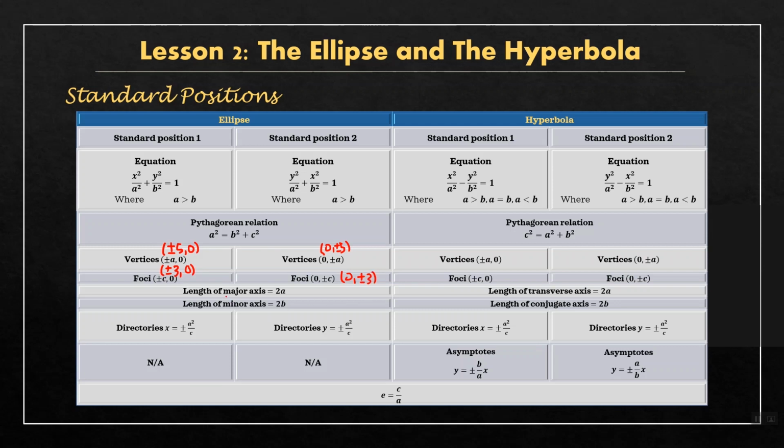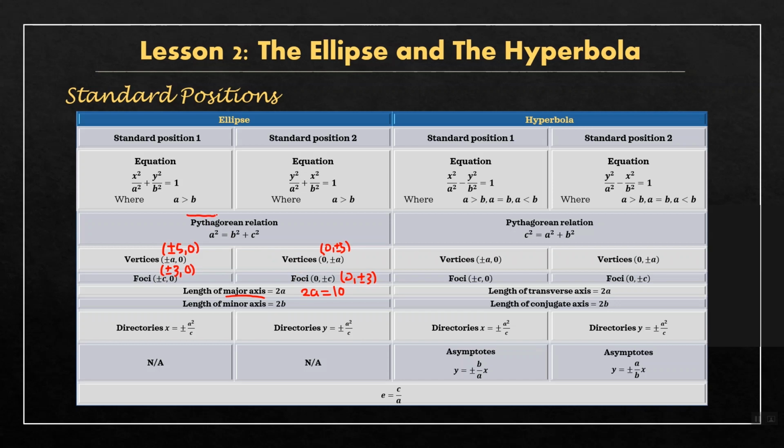The major axis is 2a. So a is 5, so 2 times 5, which was 10, right? And the minor axis was 2b. How much is b? b is 4. How do we calculate b?